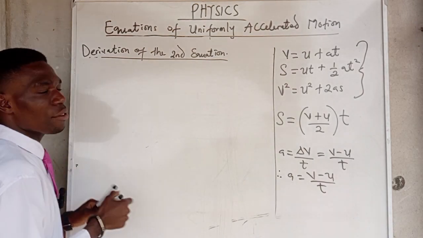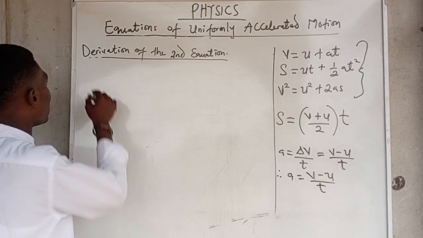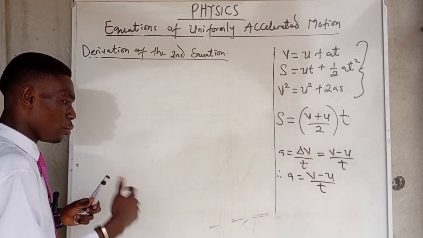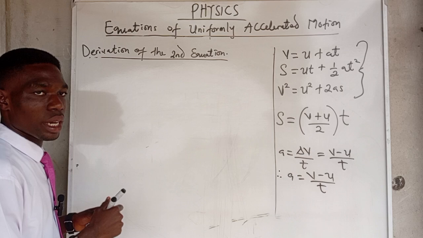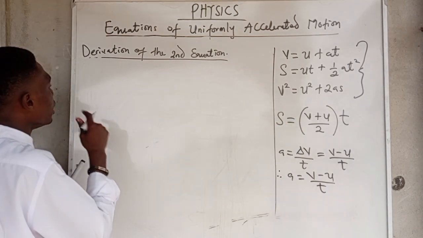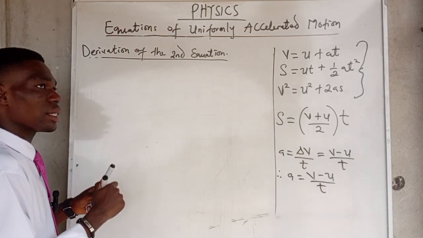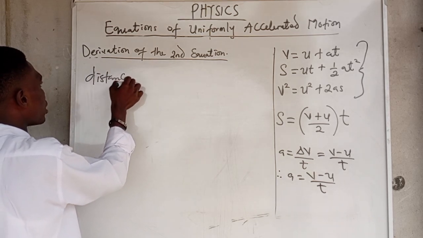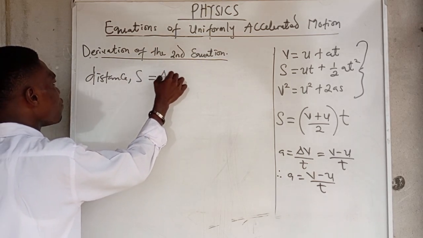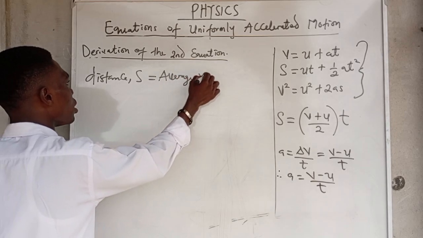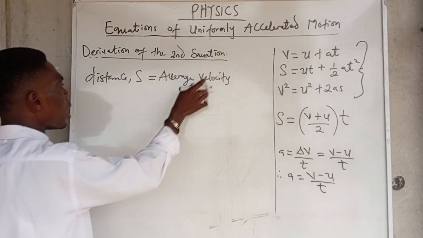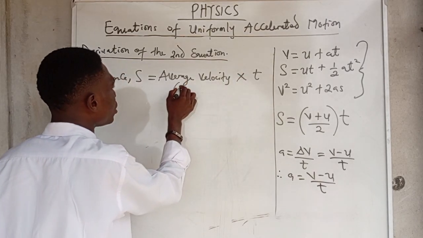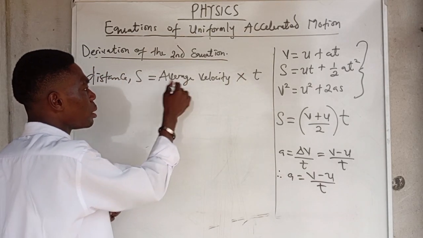Now this will be derived from the formula for distance. Okay, now I'm going to say that if an object moves and covers a distance s, the formula for the distance it covers is: distance s is equal to average velocity times time. Average velocity is also known as bar v.